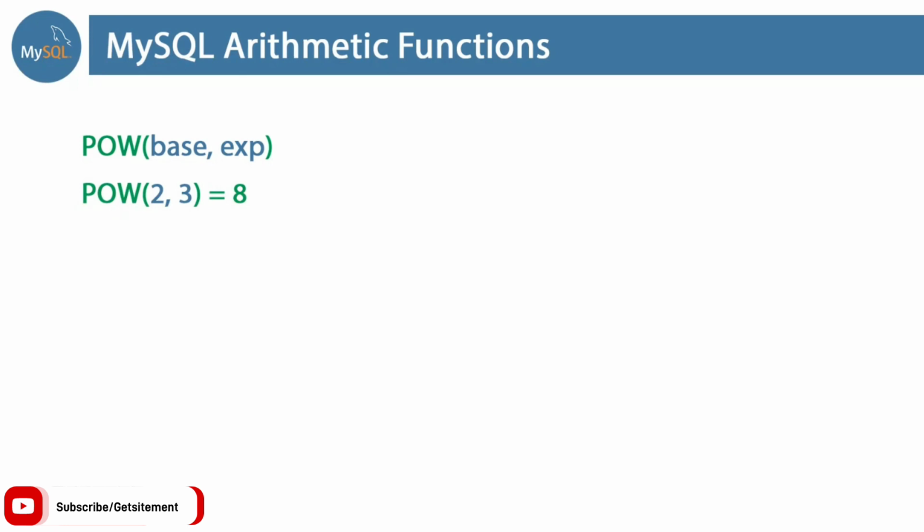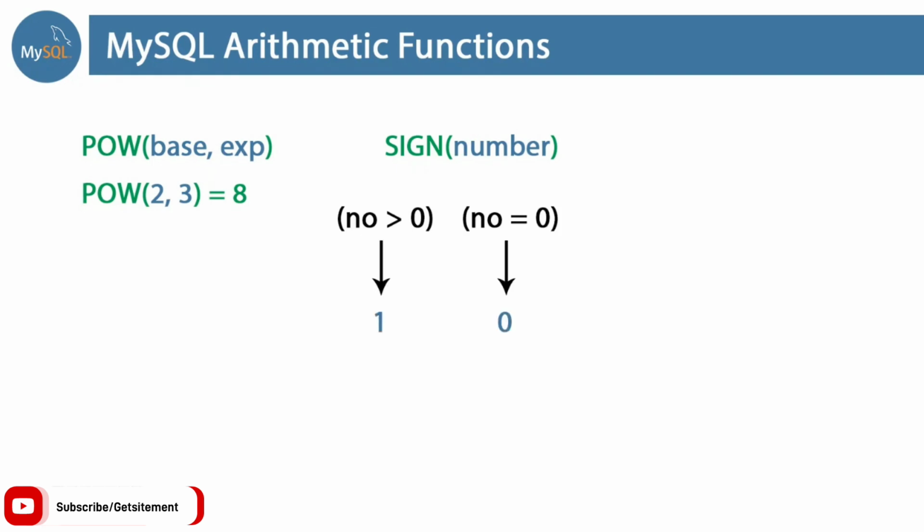And our next function is sign. If I pass any number to this function, maybe it's 0, maybe it's 1 or any positive number. If the number is greater than 0, in that case it's going to return 1. And if the number equals 0, then it's going to return 0. And if I send any negative value which is below 0, in that case it's going to return -1.